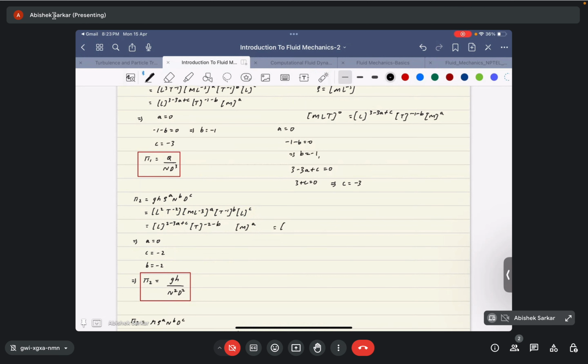let me write it here once, M to the power 0, L to the power 0, and T to the power 0. So since both sides are equal, then from the principle of dimensional homogeneity, all the powers on this side should be equal to 0. Okay, so A would be equal to 0 here.